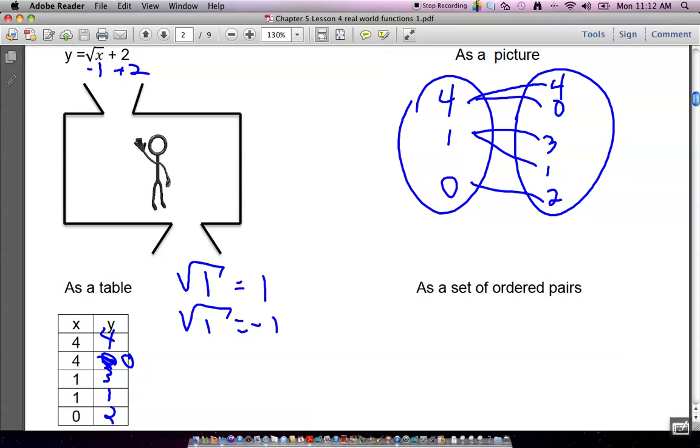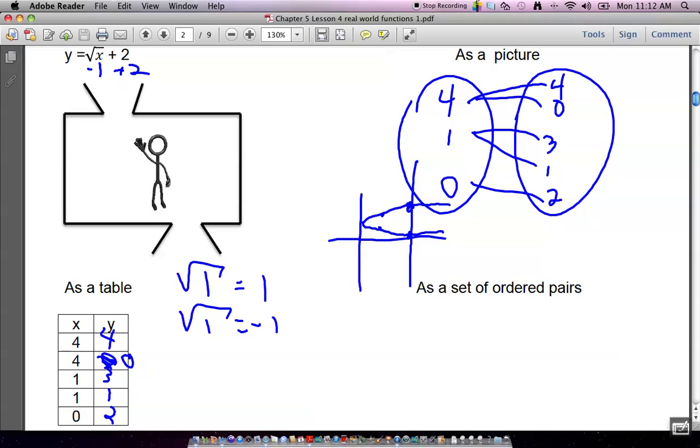What if I drew it as a graph? If I drew this as a graph, I would get 4, 4, 4, 0, 1, 1, 1, 3, and 0, 2. So here would be my graph. And that's not a function. Right, because what does it fail, everybody? The vertical line test. It would go through these points with 4 twice. So it would fail as a function. So one way is a vertical line test.